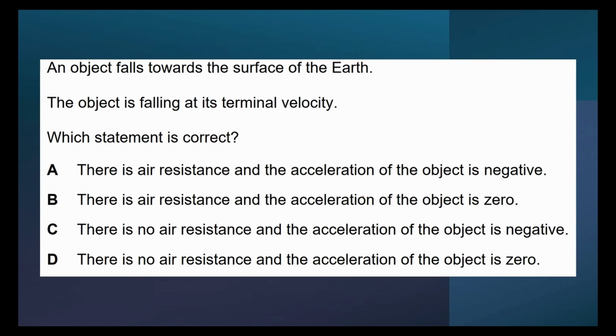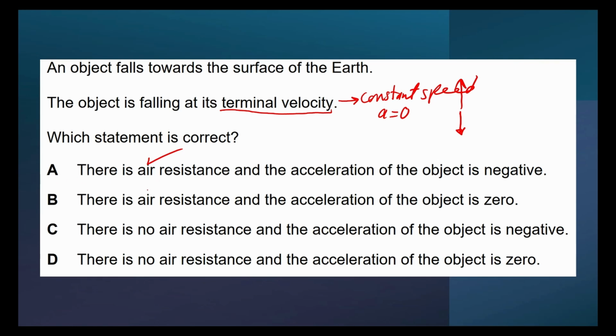An object falls towards the surface of Earth. The object is falling at its terminal velocity. Which statement is correct? Terminal velocity means constant speed. This means the acceleration is 0 because the weight of the object equals the air resistance. And the object reaches terminal velocity if we have air resistance. So there is air resistance, yes.